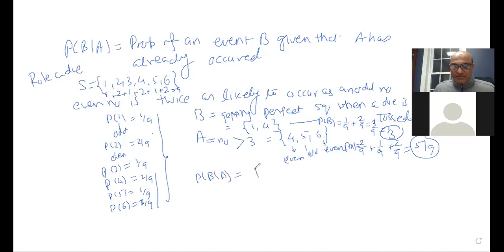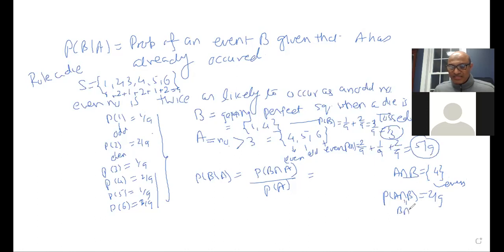Probability of B given A is equal to probability of B intersection A divided by probability of A. B intersection A, you can write as A intersection B. So what is A intersection B now? Set A is this one, B is this one. So A intersection B is simply one element, 4. 4 is an even number, that means probability of A intersection B is equal to 2 over 9. Both are the same. Probability of A, I already figured out, is equal to 5 over 9. So the answer is equal to 2 by 5.